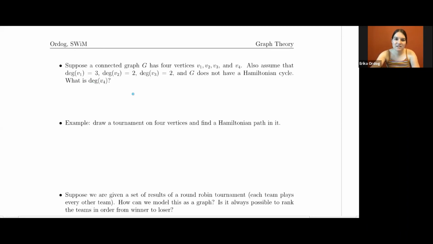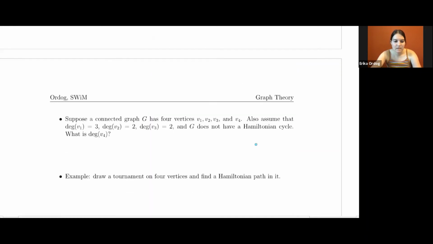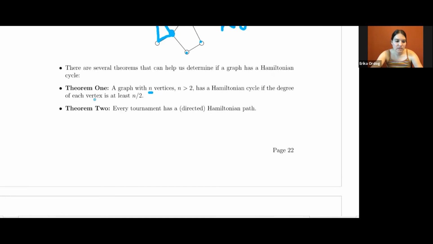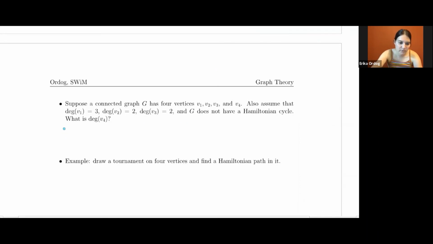Okay, welcome back. Let's reason through this. What do we know about graphs that have Hamiltonian cycles? Well, we know that if the degree of each vertex is at least n over 2, then we have a Hamiltonian cycle. But we're told that this graph does not have a Hamiltonian cycle. So it's not possible for the degree of each vertex to be at least n over 2. So n here is 4. We have 4 vertices.